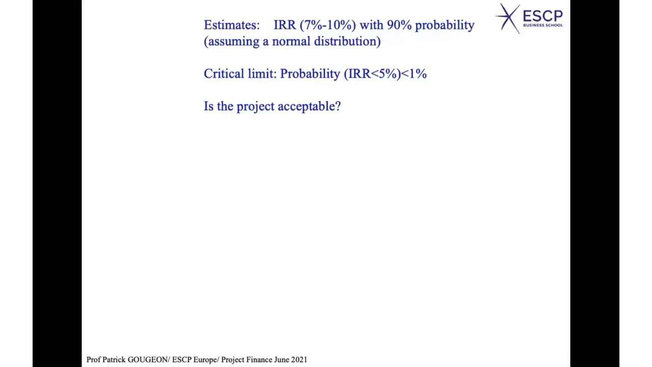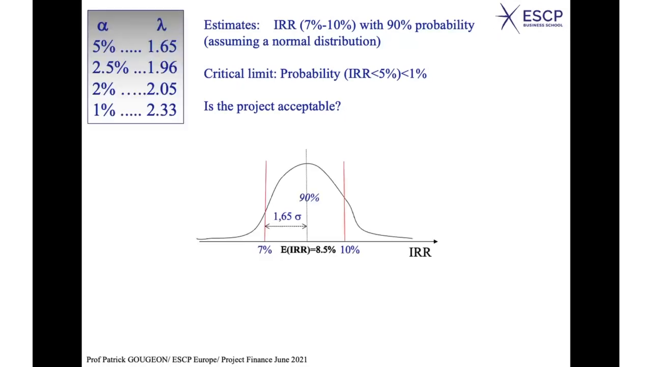Well, you see, my range of value is between 7 and 10%. In other words, it is centered on 8.5%, which is the mean, the expected value of the internal rate of return. And between these two red lines, you have 90% probability under the curve.